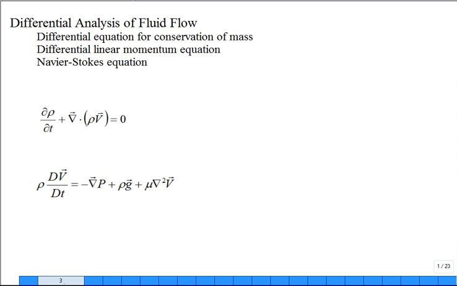Chapter 9 deals with the differential analysis of fluid flow. So you have a differential equation for the conservation of mass, and you have a differential equation for linear momentum. Now, it's not a conservation of linear momentum, it's a linear momentum balance equation. It's basically F equals ma.